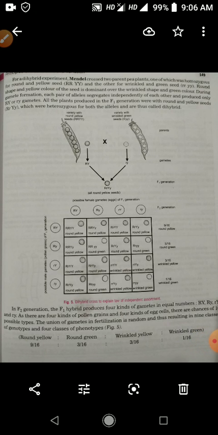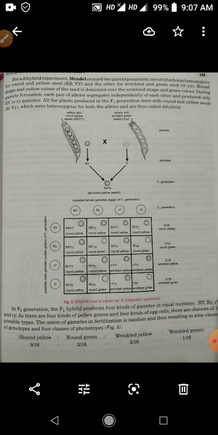Children, today I am going to explain dihybrid cross, that is inheritance of two genes. Mendel conducted experiment to study the segregation and transmission of two pairs of contrasting characters at a time. So that experiment is called dihybrid cross, or two-factor cross.